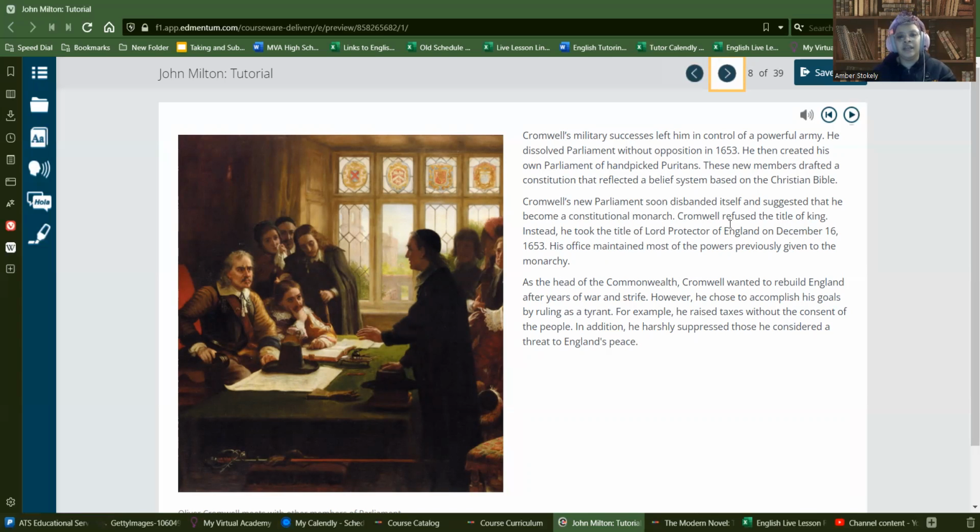So he decided that he was going to take the title of Lord Protector. He felt like taking that title would make things different. It would cause people to view him differently instead of just, oh, another guy who decided to be king, who's on the throne for now. And then they give you the date that he was sworn in. He took the title of Lord Protector of England on December 16th, 1653. And even though he was not a king, the title of Lord Protector still gave him most of the powers that kings had when they were on the throne traditionally.